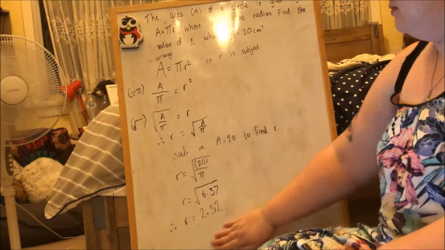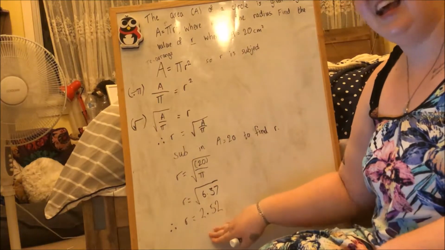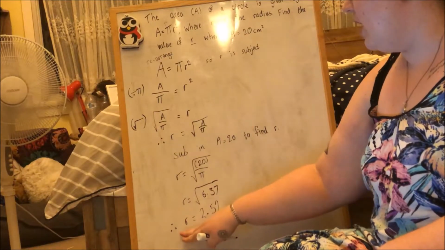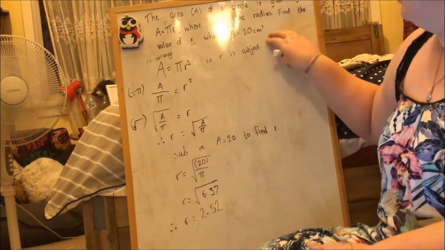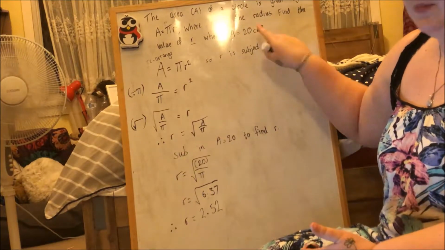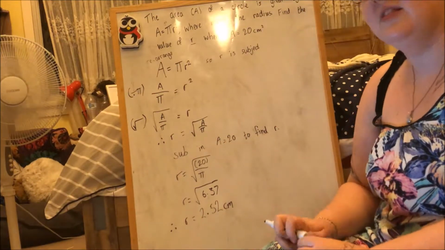Remembering that this is a question in context, because it's a maths question, this is going to have some units. So R is our radius, which is a unit of measurement. We're going to be looking for which one it is, and we can see that it's centimeters, because the area is in centimeters squared. So R equals 2.52 centimeters.